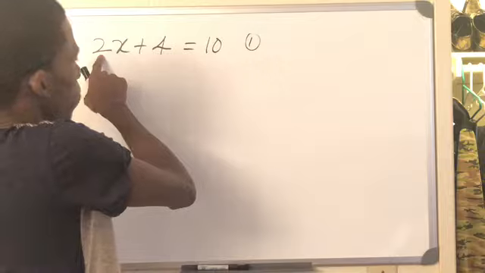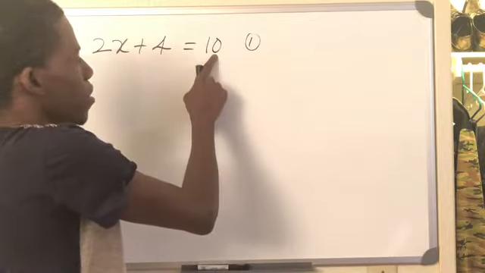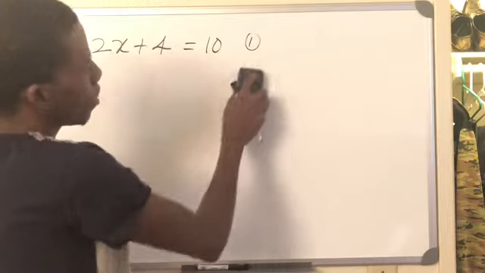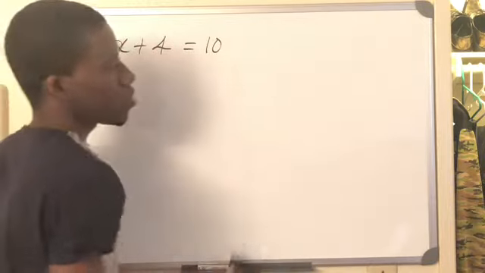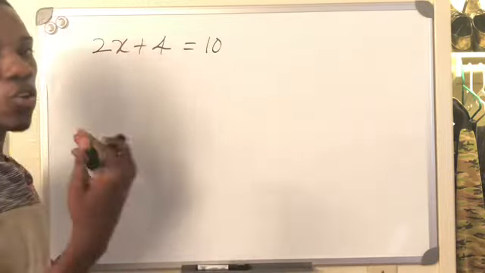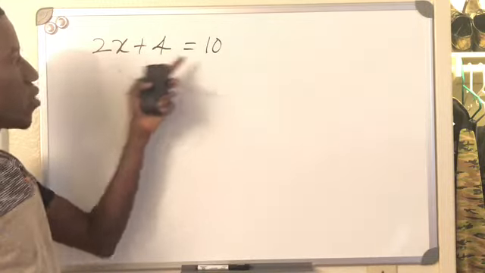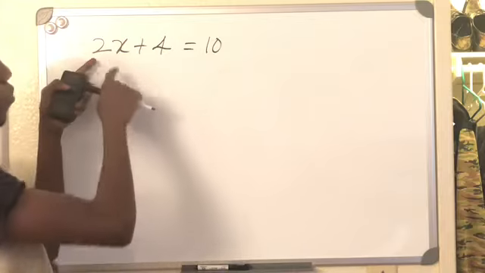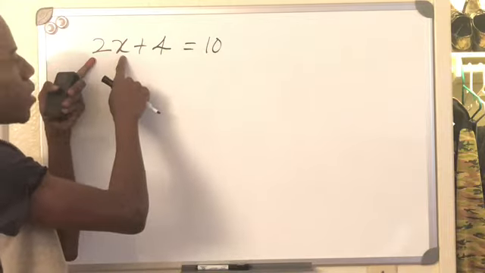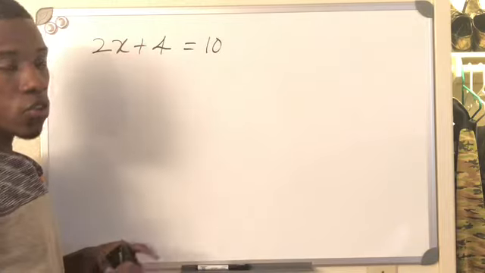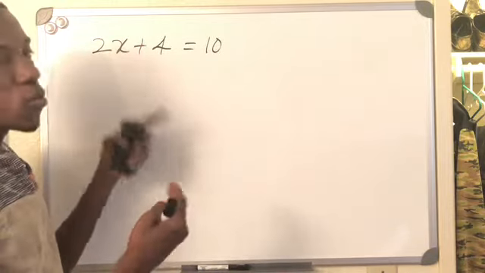2 is a number, 4 is a number, 10 is a number. But x is not a number. X is a letter. That's why we call it unknown. The x represents a number. What this equation tells us is if we multiply 2 by something and we add it to 4, we should get 10. So how do we solve for this x? How do we know this number?